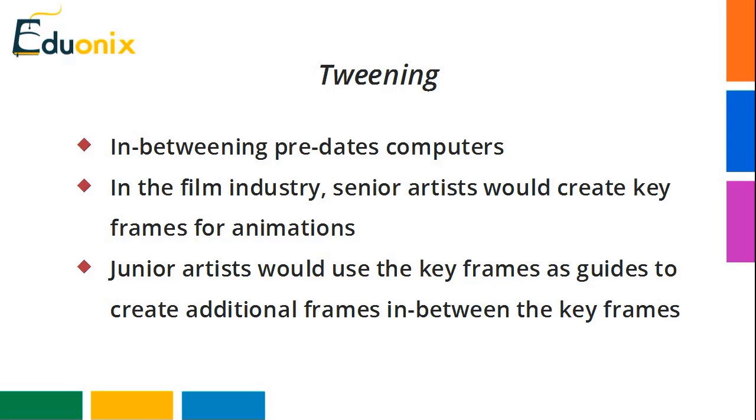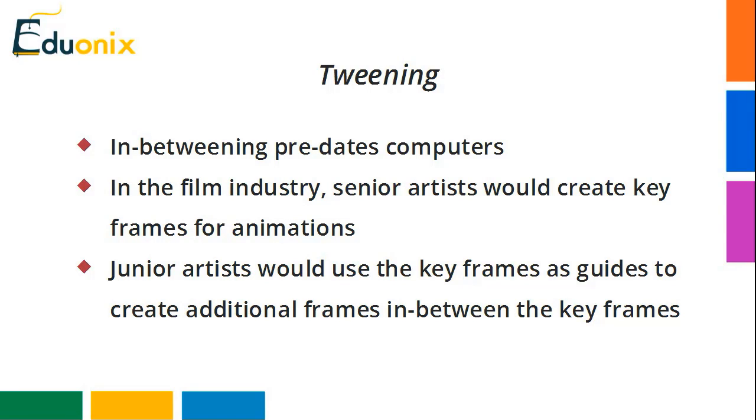In-betweening was a popular skill, and senior artists would create keyframes for the animations, and the keyframes were the frames of the movie where an important graphical change had taken place. And these wouldn't necessarily be frames that were directly after each other. They would leave the frames in between for junior artists to use those keyframes that the senior artists had created as guides, and then the junior artist would create additional frames in between them, and that was known as in-betweening.